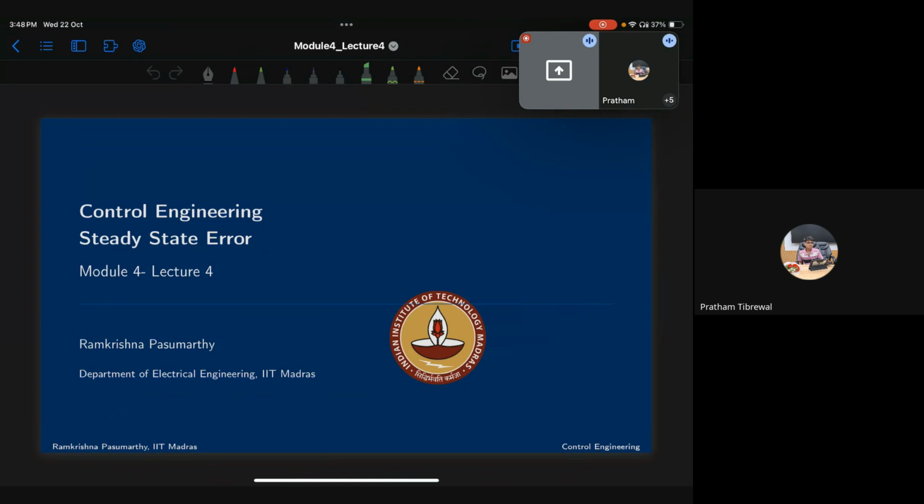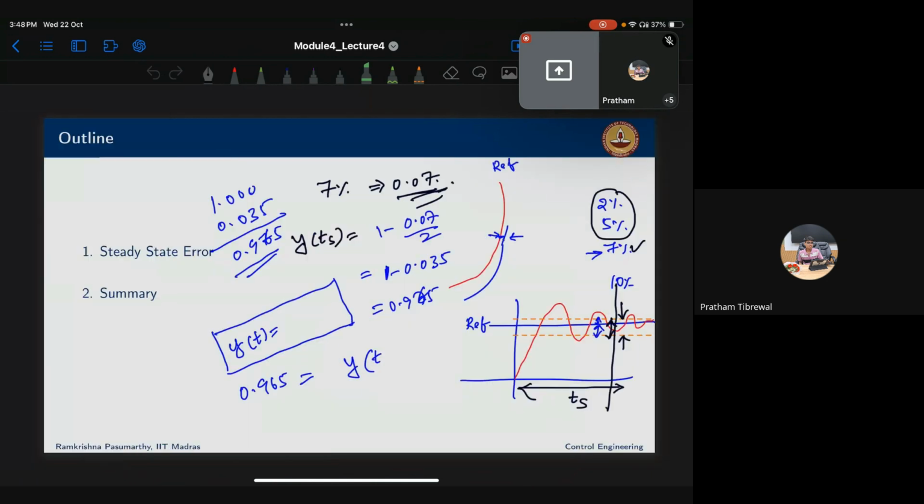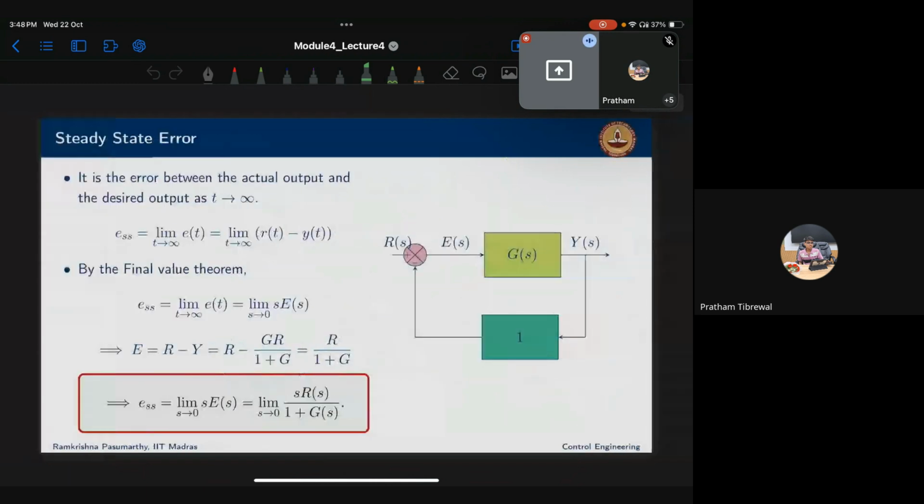So the final topic is steady state error. Basically, steady state error means again the same thing: how much band you want for a particular system, or what is the error between your actual output and the desired output as time t is tending to infinity. That is called the steady state error.